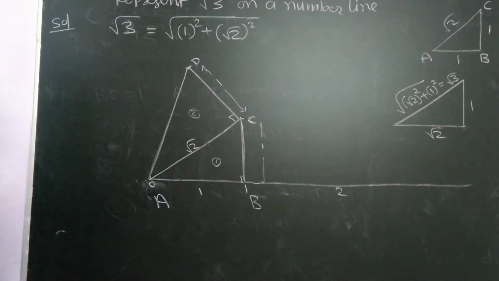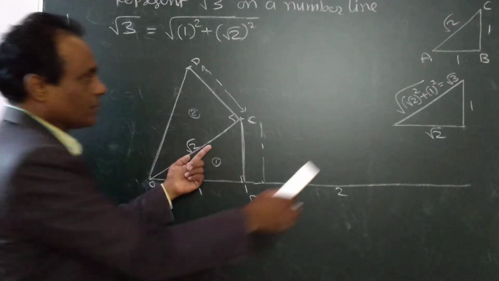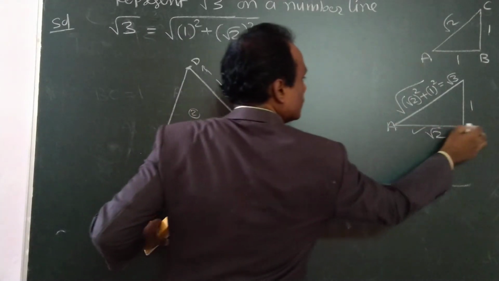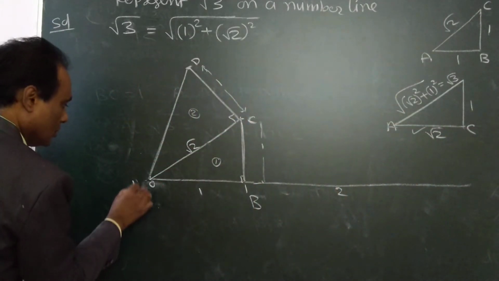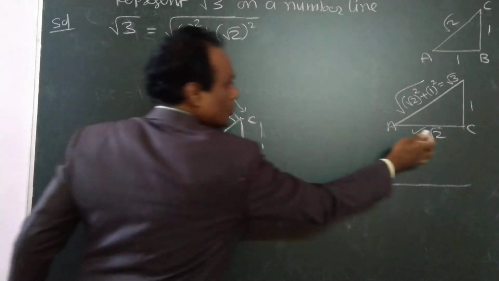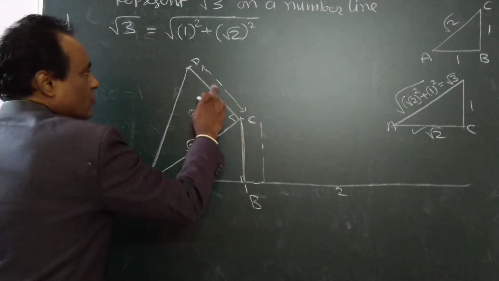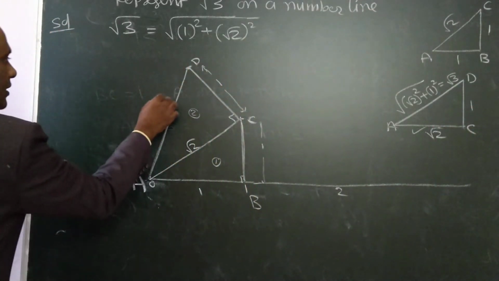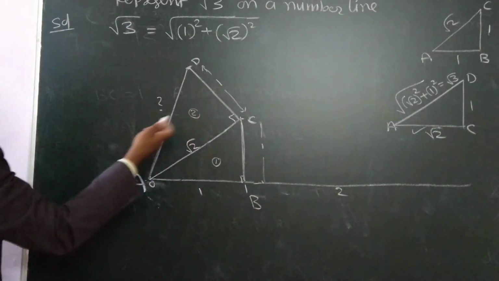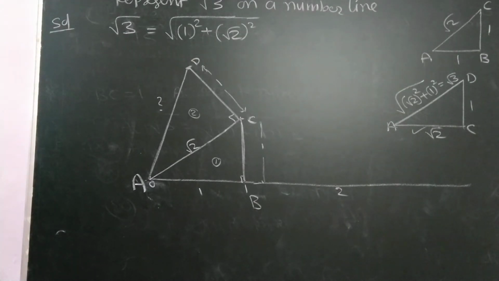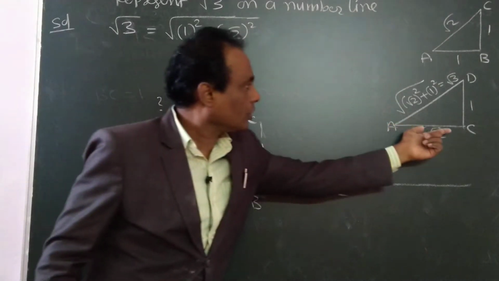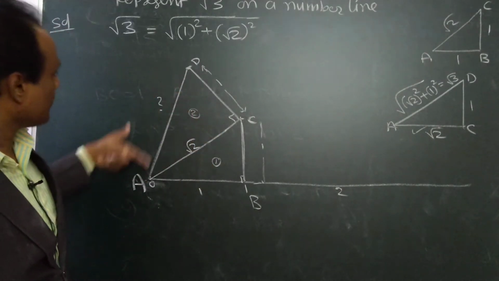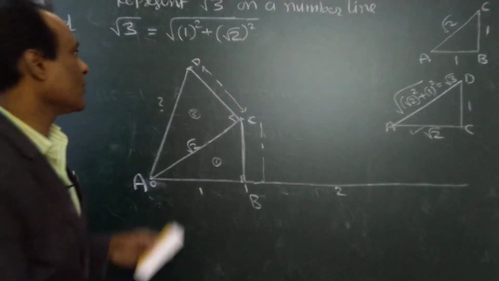Observe very carefully. Already we got root 2. That means this we got. What is it? AC. AC we got. AC is root 2 and I will take CD as 1. Then our answer is here. AD. What is this answer? Root 3. Same root 2 I am taking as one side. Only 1 I am drawing and I will join. That is the answer. Now write down.